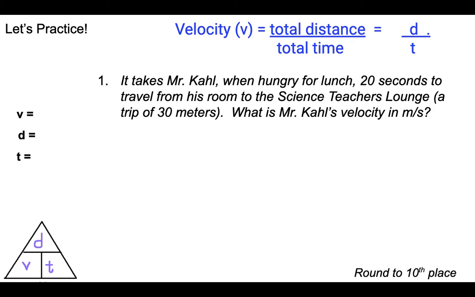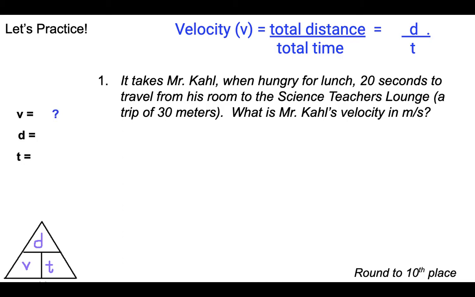Little sample problem. If Mr. Call, when he gets hungry for lunch, takes 20 seconds to travel from his room to the science teacher's lounge, which is 30 meters away, what is Mr. Call's velocity in meters per second? Well, first thing we want to do is fill in those three unknowns there, v, d, and t. Let's take a look at what we are given in the problem.